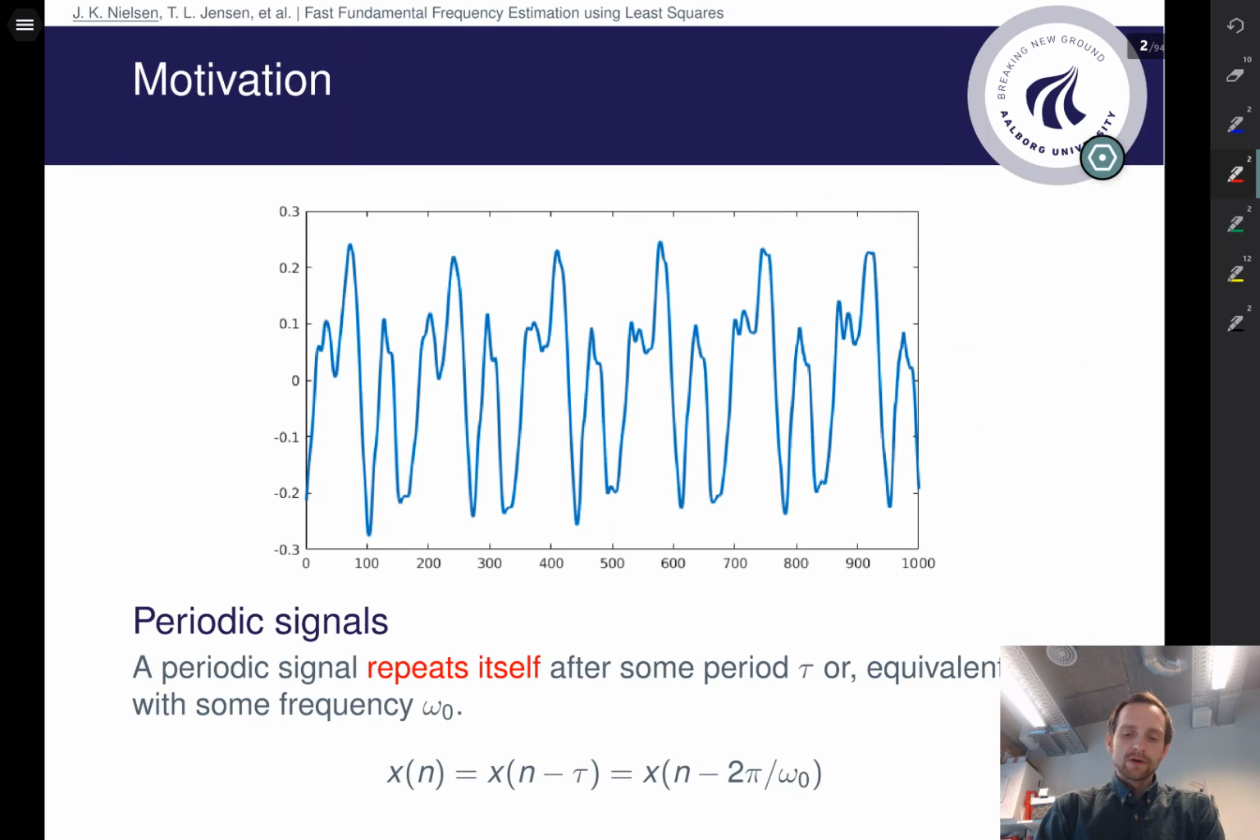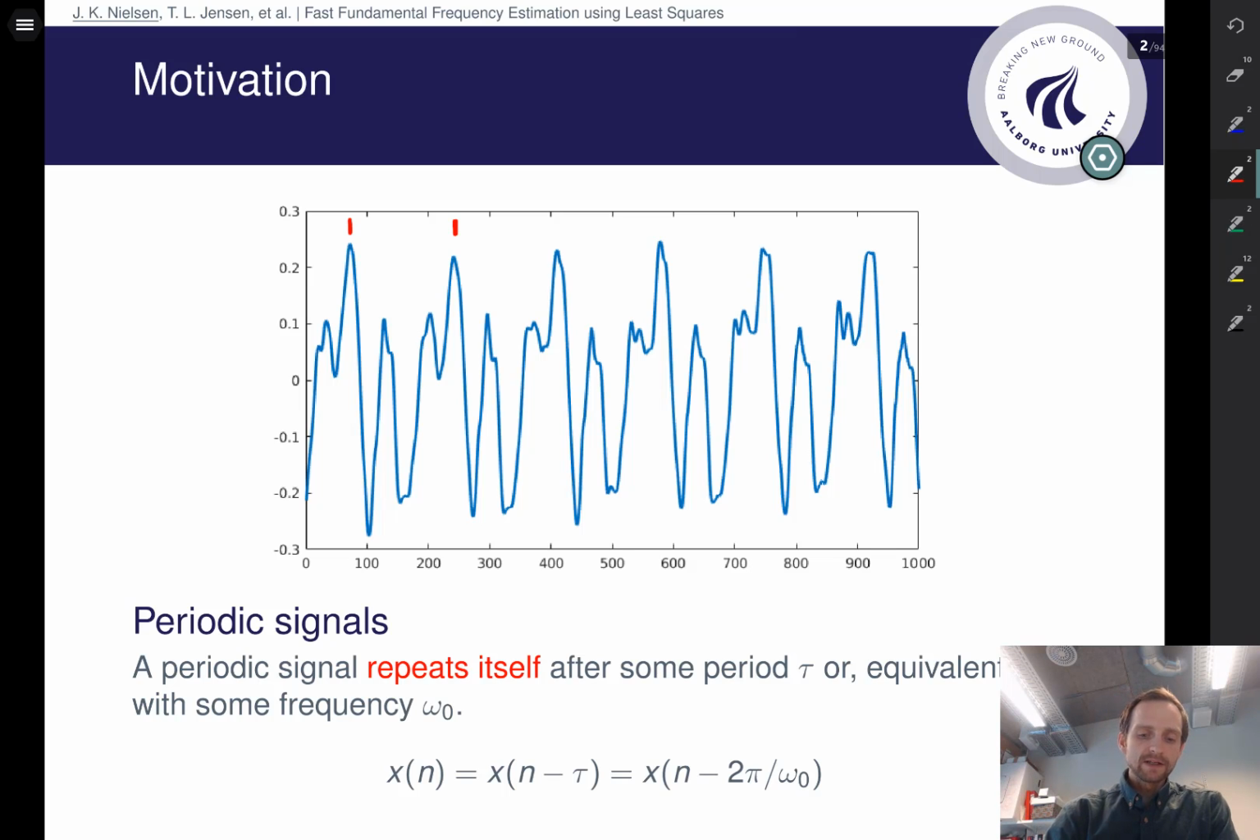So what we are going to look at today is signals that look like what we have in this figure here. If you look closely, you can see that the signal sort of repeats itself. If we take a look at the signal at this point in time and at this point in time, then they basically behave in the same way. And a signal that behaves like that is what we call a periodic signal.